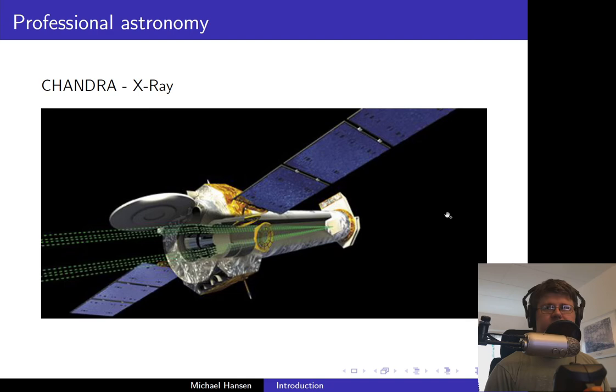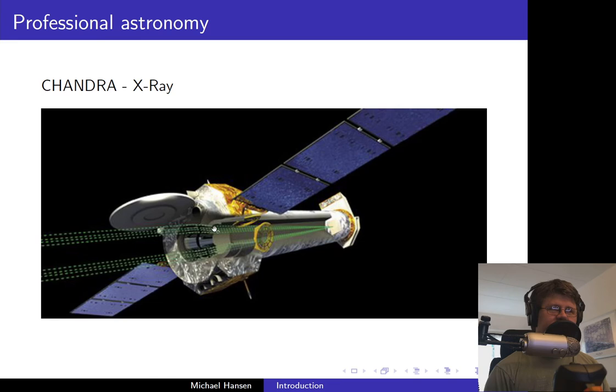But what they have done instead is make these conical shapes, almost like a beehive shape. So we have all these thin plates of gold foil collected together. And that means that when the X-rays come into, for example, this telescope here, the Chandra telescope, instead of bouncing it in the other direction like a normal telescope would do, they slightly bend the X-rays inside here.